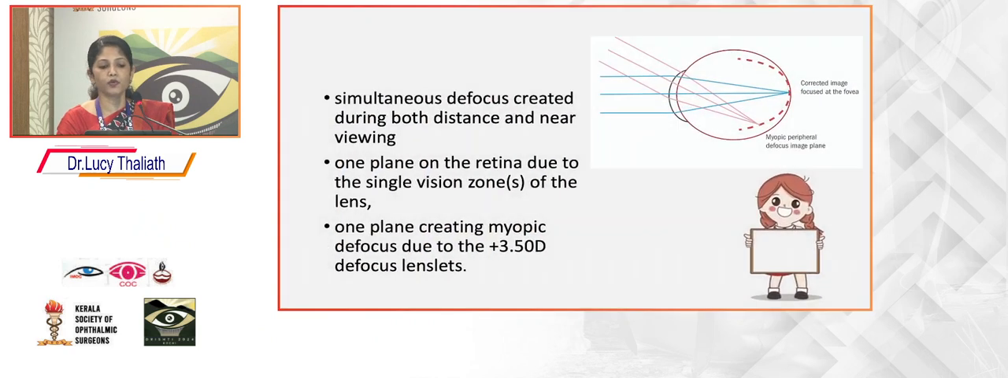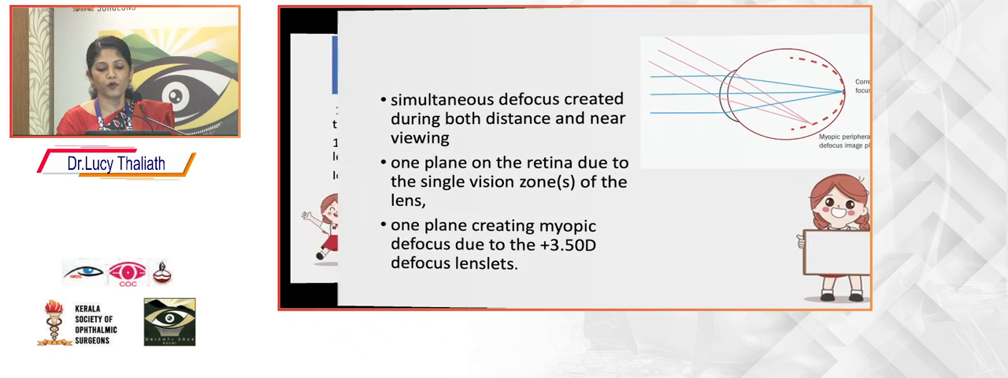And what does it do? It produces a simultaneous defocus both during distance and near viewing, and thus one plane is created on the retina and one plane is created in front of the retina, creating a myopic defocus, and these are due to the +3 defocus lenslets.